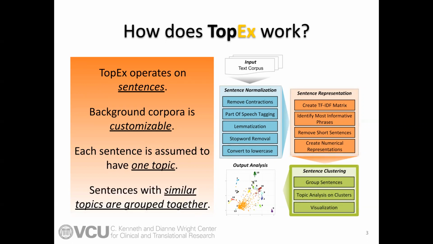The third step in the TopEx pipeline is to cluster the sentence representations together to identify groups of sentences that discuss a similar topic. Each cluster is then treated as a single document and run through a traditional topic analysis to highlight keywords and main themes present in each group of sentences. Finally, the results are presented as a scatter plot and word cloud for exploration.